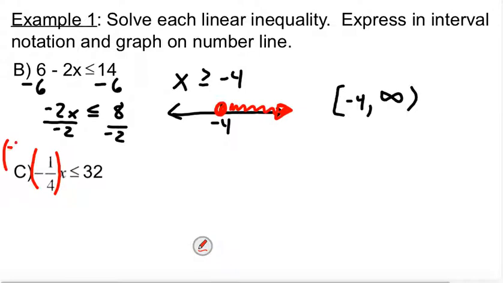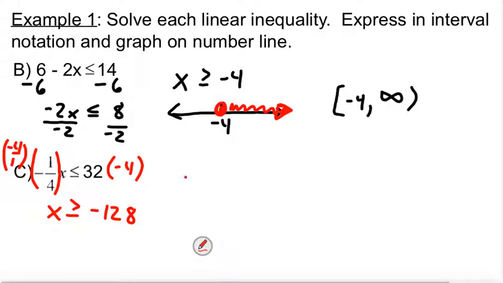The reciprocal of negative 1/4 is negative 4 over 1, or just negative 4. So negative 4 over 1 times negative 1/4 there. A negative times a positive is a positive, so I'm just going to end up with an x over here. Notice I just multiplied both sides by a negative. So if I multiply or divide both sides of an inequality by a negative, I have to switch the inequality symbol. So 32 times negative 4 ends up being a negative 128.